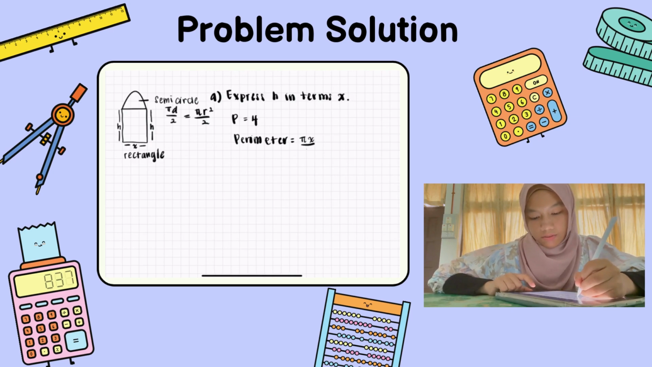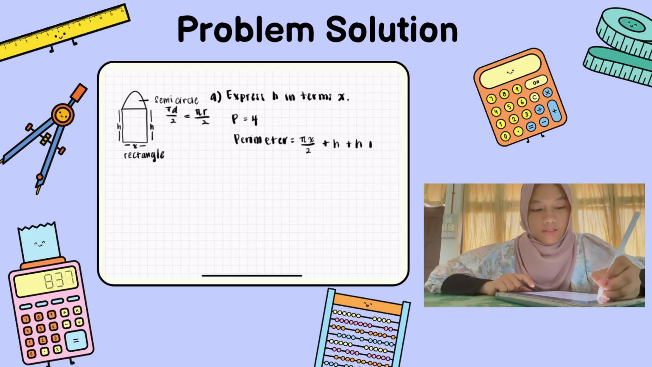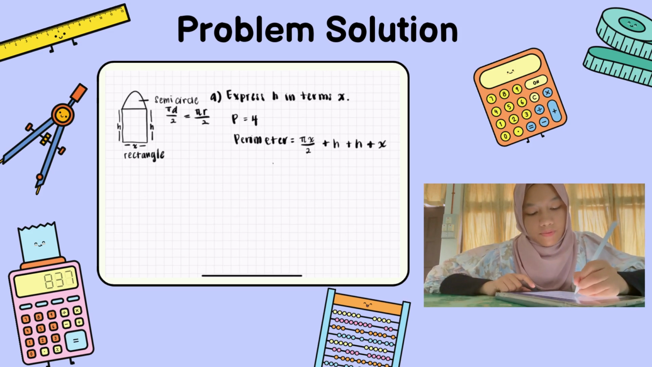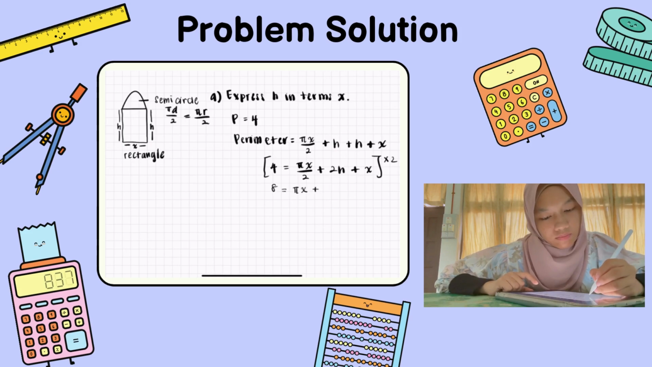pi x over 2 plus h plus x. So 4 equals pi x over 2 plus 2h plus x. To cancel this 2, I have to multiply by 2. So we get 4 times 2 is 8 equals pi x plus 4h plus 2x.